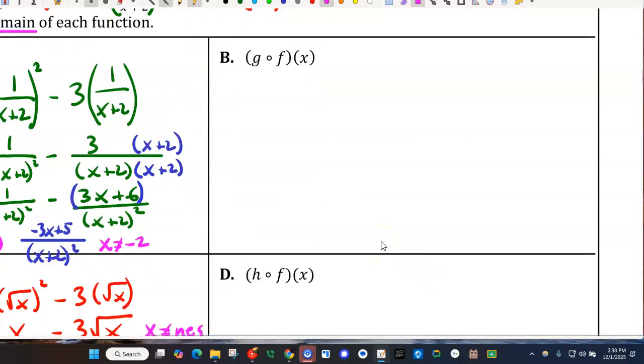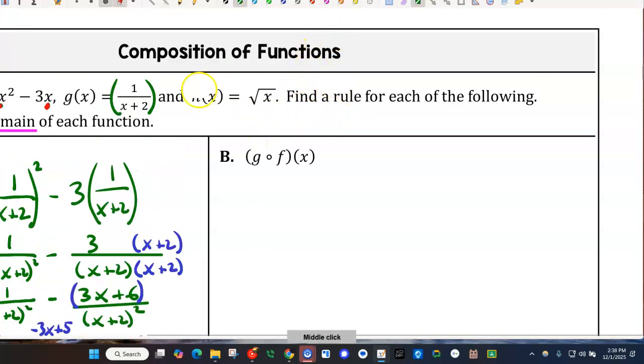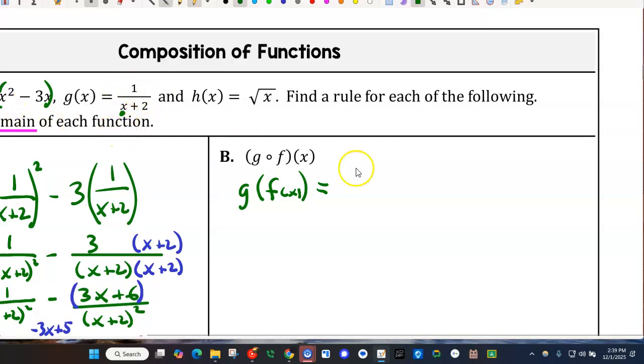Same old rules. All right, so let's look at B. Let's go back to here and look at B. Let's find g of f of x. So this time, we're plugging in f of x to g. So let's see what we get. So that means this g of x, I'm replacing this x with f of x, this whole thing. So just replace this single x with x squared minus 3x plus 2.